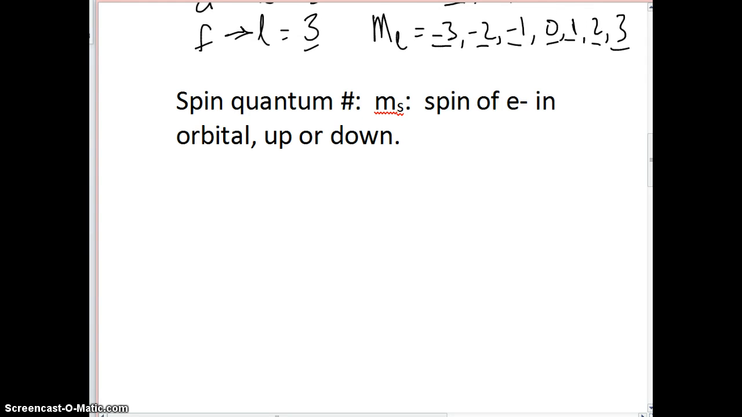The spin quantum number is the next one, which is called m sub s, and this is the spin of an electron in an orbital, either up or down, remember, when we do those complete electron configurations, the orbital diagrams. And these ones are really easy. M sub s is always going to be equal to either +1/2 or -1/2. So that's an easy one to figure out. It's always one or the other, depending on what electron it is.